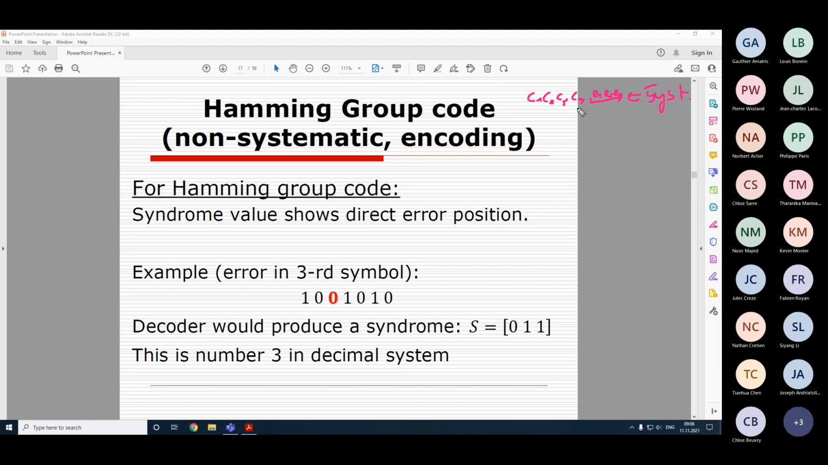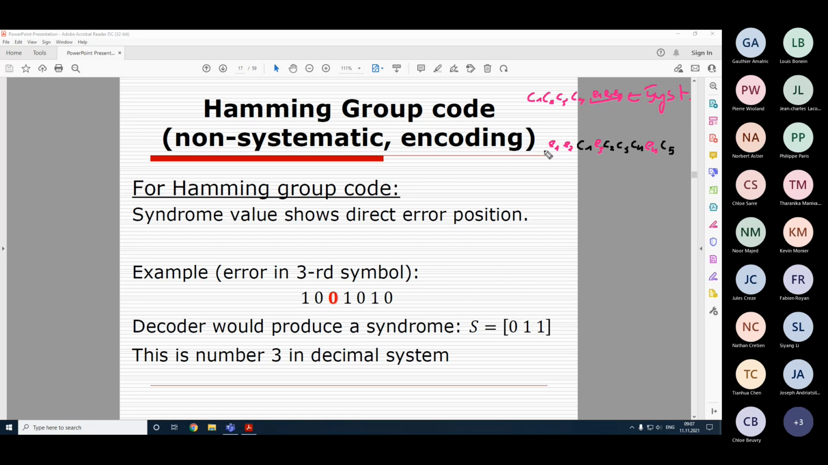Accordingly, if this doesn't hold true, this will be non-systematic. For example, in this particular case, for group code, a non-systematic code word would look like this. We have control symbol 1, control symbol 2, information symbol 1, control symbol 3, information symbol 2, information symbol 3, information symbol 4, control symbol 4, information symbol 5, and so forth. So this is called a non-systematic code word, and this was called systematic. That is basically all the difference, the order of the symbols.